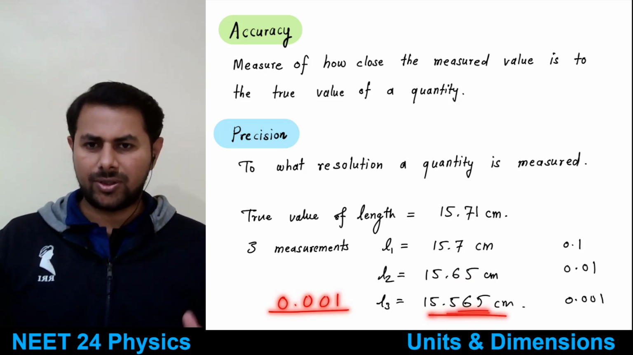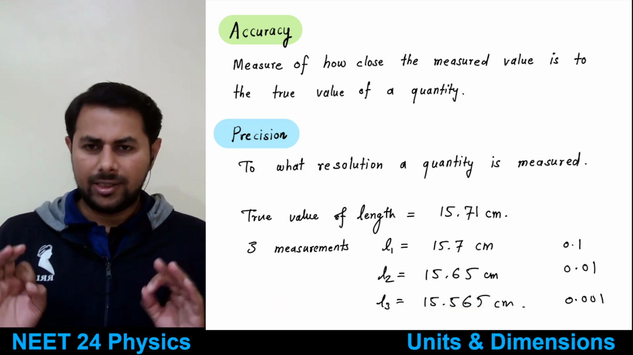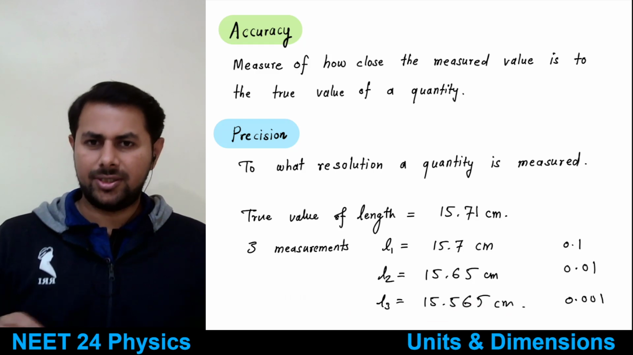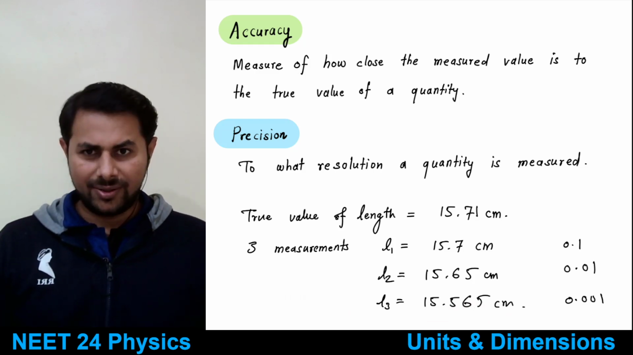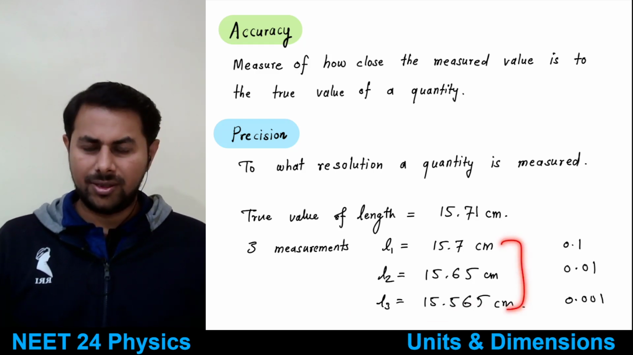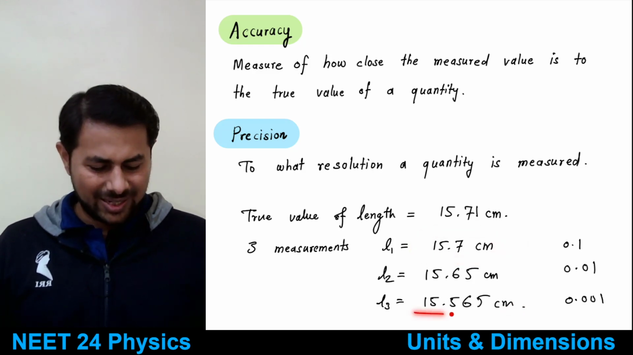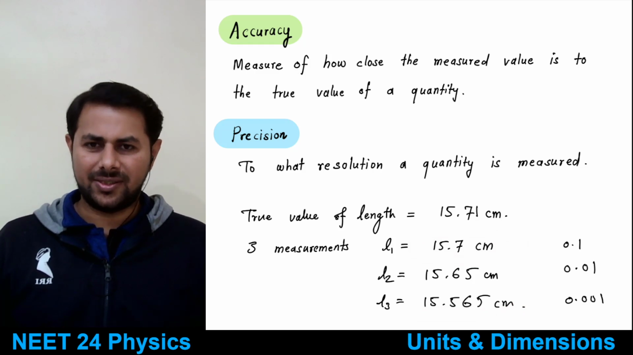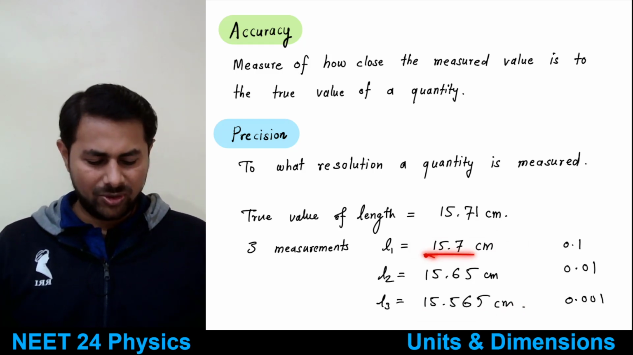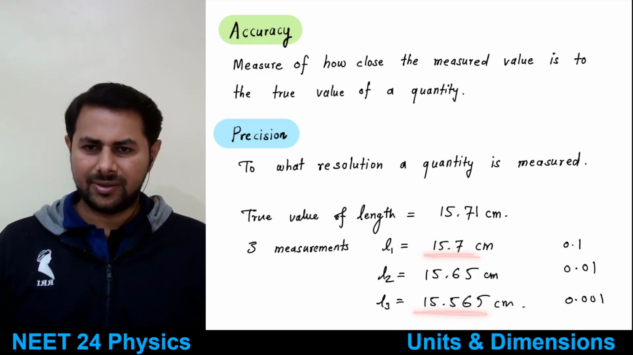The minimum reading for this one is 0.001 centimeter, so it is even more resolved. Generally, the more resolved the instrument is, the more accurate reading you will get. But here in these values, this one is more accurate, and this one is more precise. This one is more accurate, this one is more precise. Is this clear to everyone? Clear, sir.